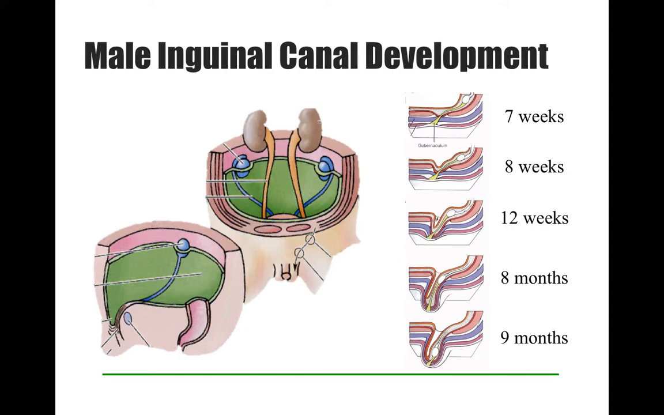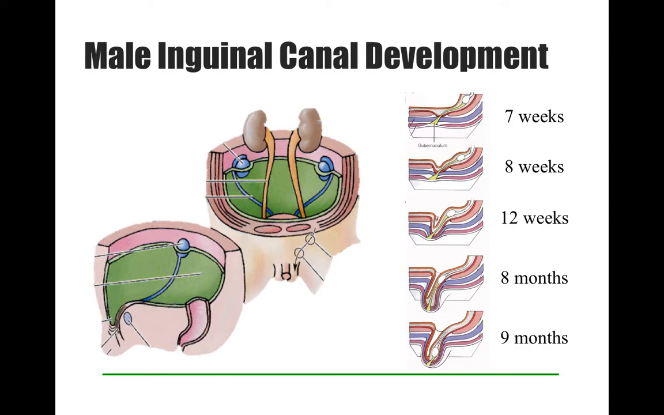Now, as the testicle descends through these layers at about 9 months, you can see it's almost at its final destination right there. It is going to drag with it all of its nerve supply, blood supply, venous drainage, and vasculature. So everything's going to be dragged down with it, and that's going to help form the spermatic cord. Okay.